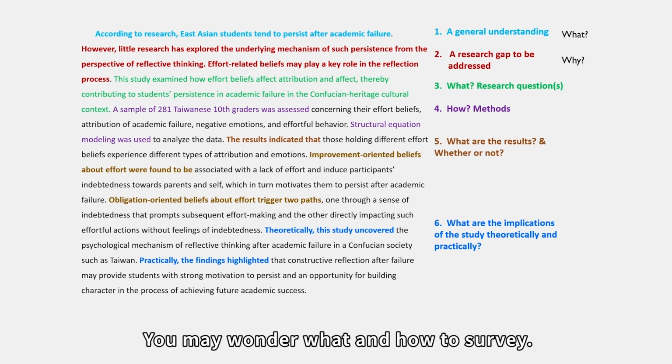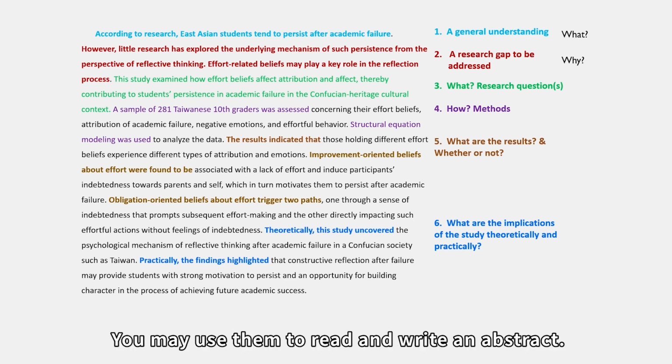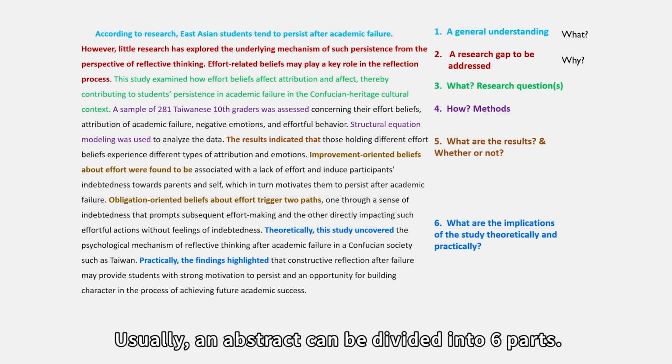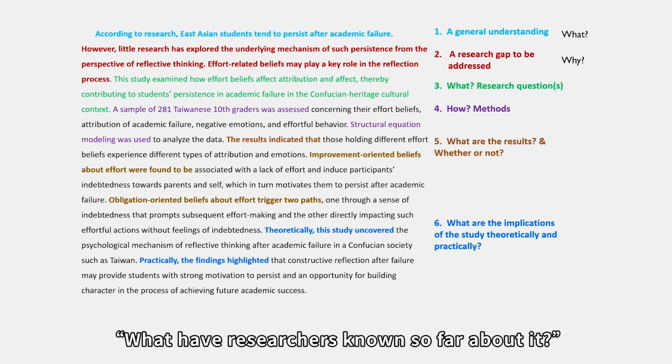You may wonder what and how to survey. There are 6 WH questions we would like to share with you. You may use them to read and write an abstract. Usually, an abstract can be divided into 6 parts. The first part is a general understanding of the research topic. What have researchers known so far about it?